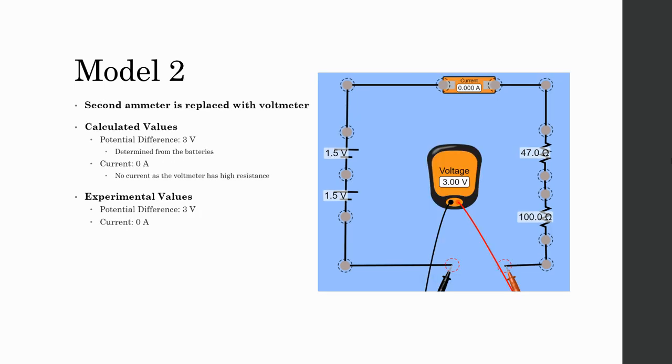In the second circuit, an ammeter is replaced with a voltmeter. The calculated potential difference is 3 volts, which was determined from the two batteries. The calculated current is 0 ampere as the voltmeter has high resistance. The actual values according to the model are the same.